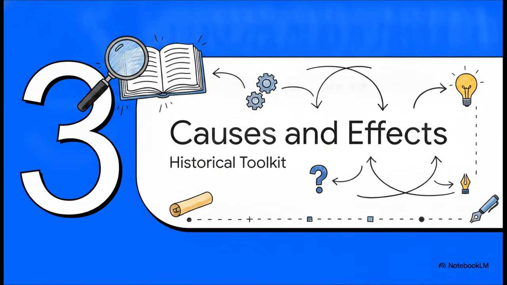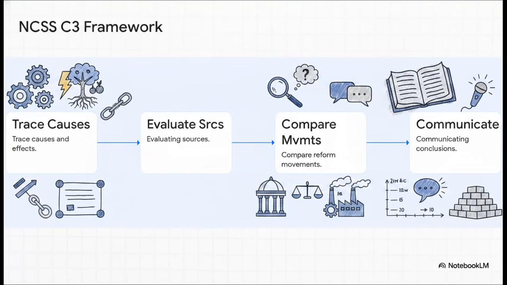Section 3. Mapping causes and effects. All right, here is your ultimate blueprint for thinking like a pro. We're using the NCSS C3 framework, which gives us 4 really concrete steps for tackling these massive historical shifts. Step 1, trace causes and effects. Basically, what sparked the change? Step 2, evaluate source perspectives. Who's actually telling the story? Step 3, compare reform movements. And Step 4, communicate your conclusions.